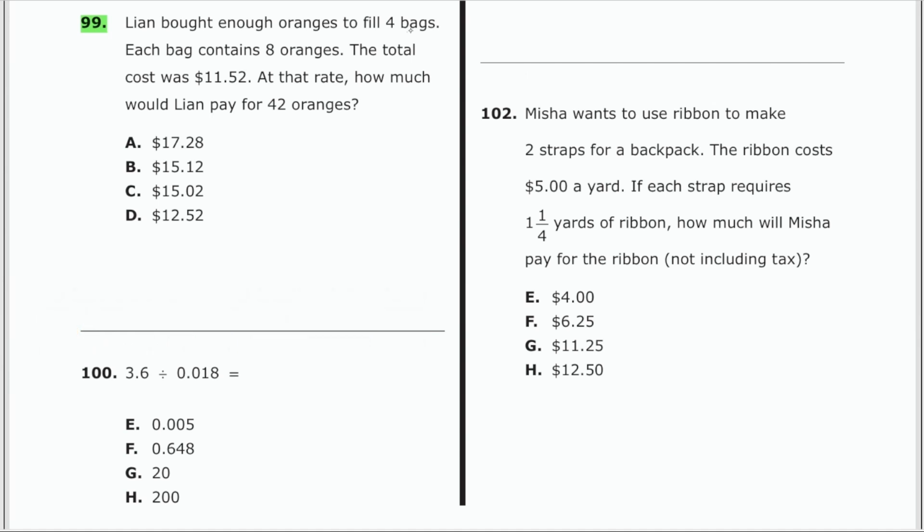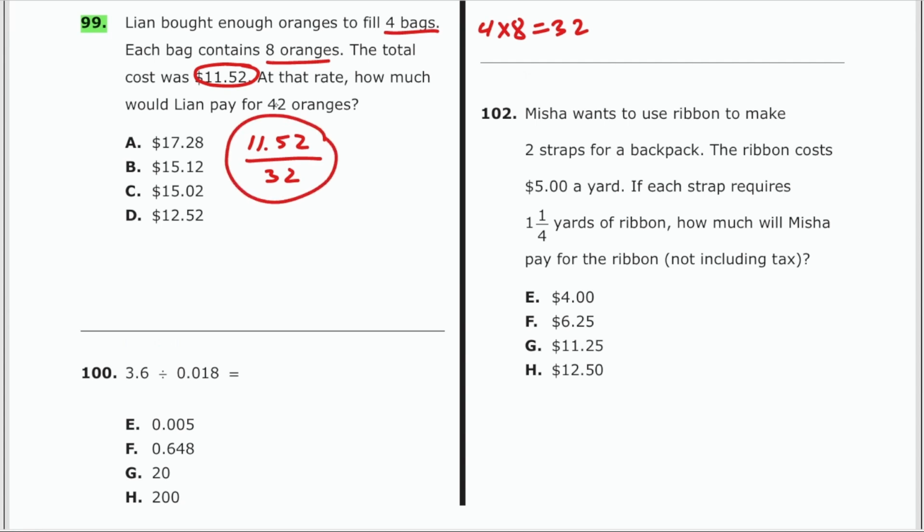So he bought 4 bags containing 8 oranges. So therefore, the total number of oranges he purchased is 4 times 8, which is equal to 32. 32 oranges. Now for those 32 oranges, he paid $11.52. So how much did he pay per orange? So it's 11.52 divided by 32. However, I would like to simplify things right away, since at this rate, that's the price of 1 orange.